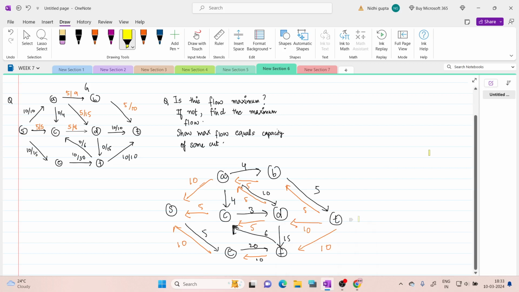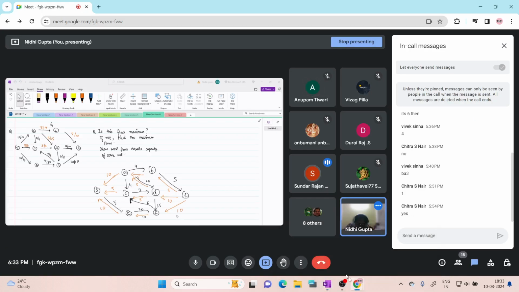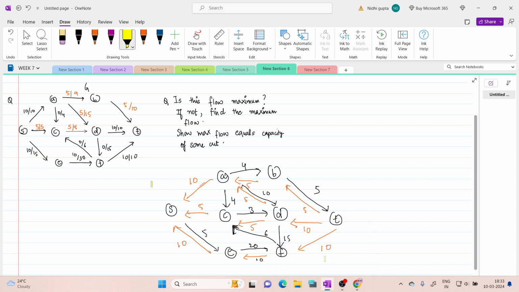Okay, so what is the path? Can you tell? Path is from S to E. SE, EF, FC, CD, DA, AB, and BT. Yes, correct. So there is an augmenting path. That means this flow is not maximum.